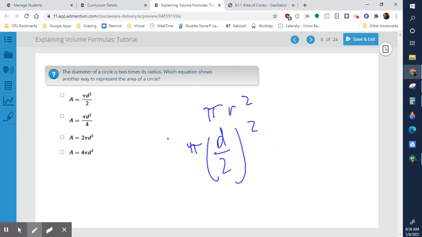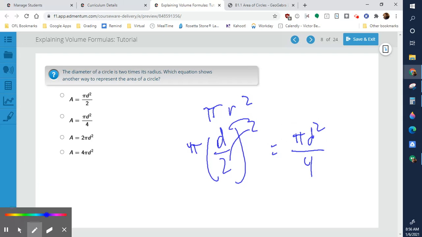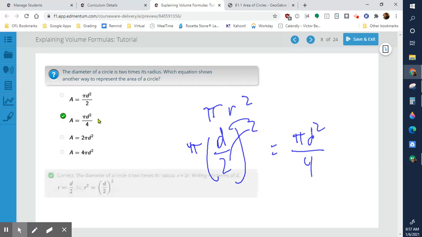So here we would have to distribute that 2 to both the numerator and the denominator, which would end up making this pi diameter squared divided by 4. Because we're multiplying it, the pi would go to the numerator. So it's just testing to see if you understand this property right here, distributing the exponent to both the numerator and the denominator.